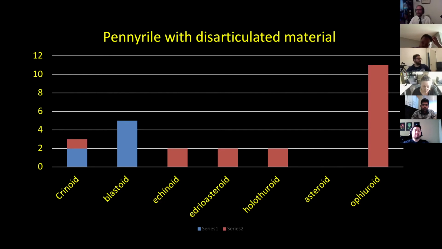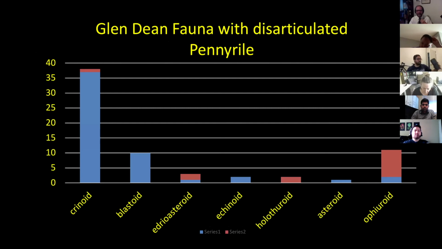But can this change the global pattern? Well, I think it can. Here's the fauna from the Glendine. Over here, we had 37 species of crinoids described by Ettinson and Chestnut. We added 1. We probably could add more if I knew anything about crinoids.